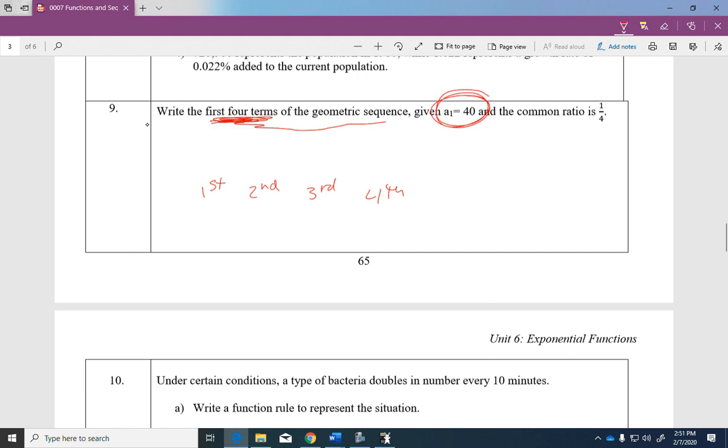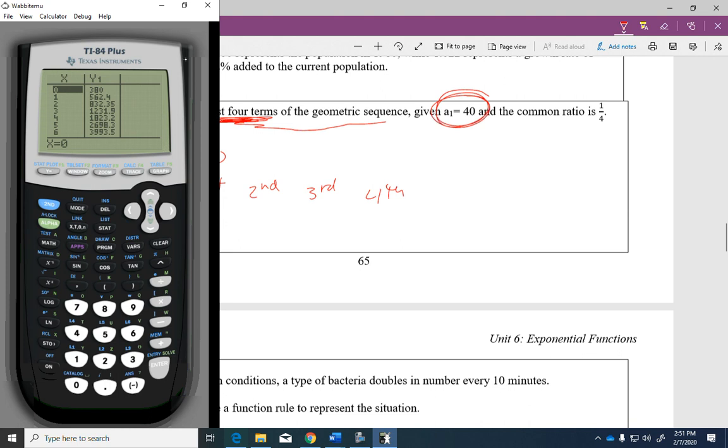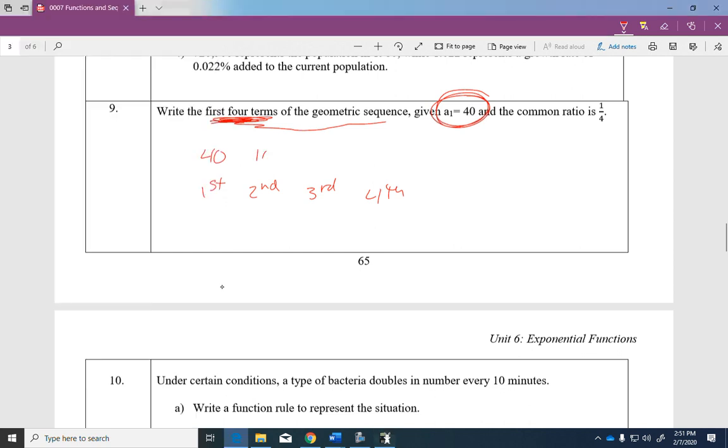And look at this. They're telling me my first term. A sub 1 stands for first term. The first term is 40. What is happening? The common ratio is 1/4. It means I keep on multiplying by 1/4. Just use your calculator even if you can't mentally do it, or if you don't want to mentally do it. What is 40 times 1/4? I'm hoping you already know it. I'm going to do 0.25, and we get 10.